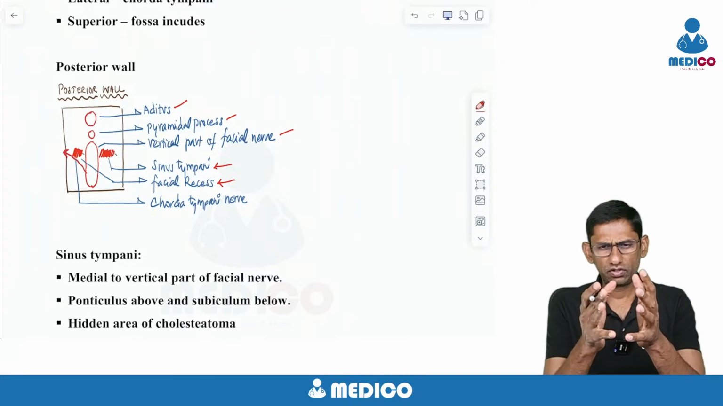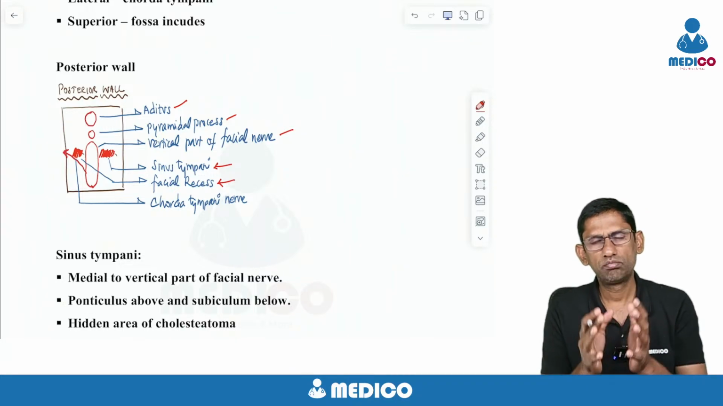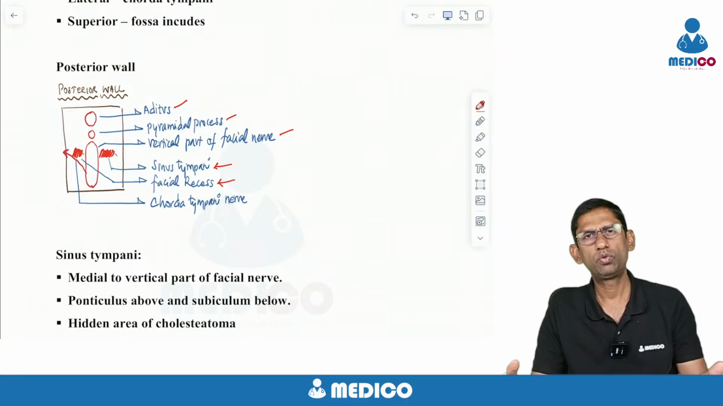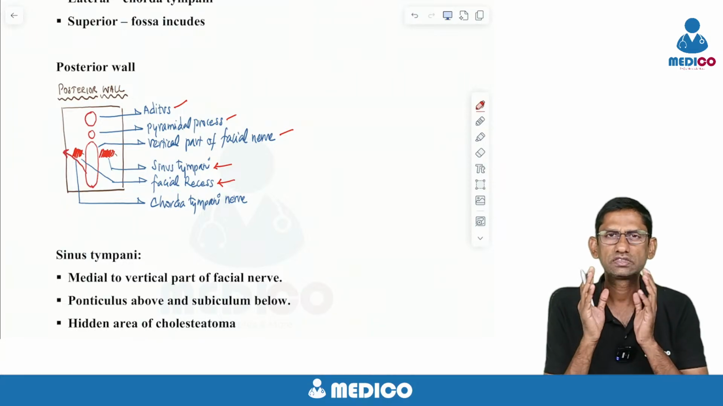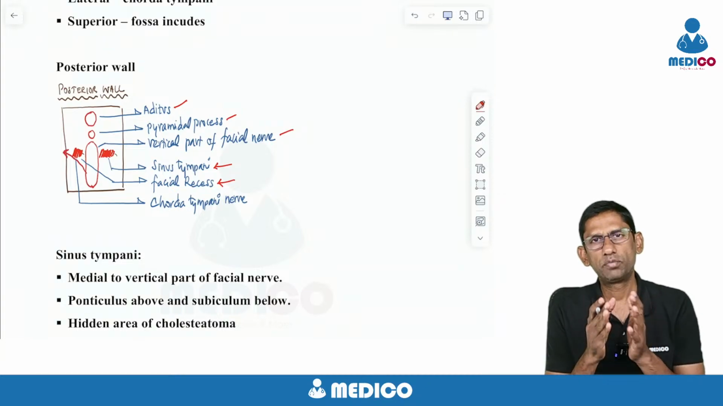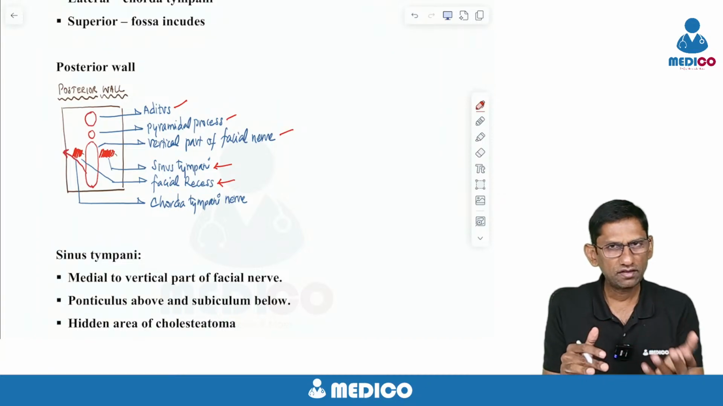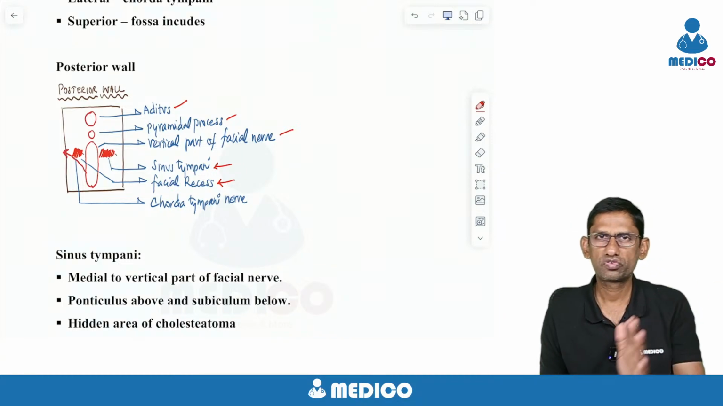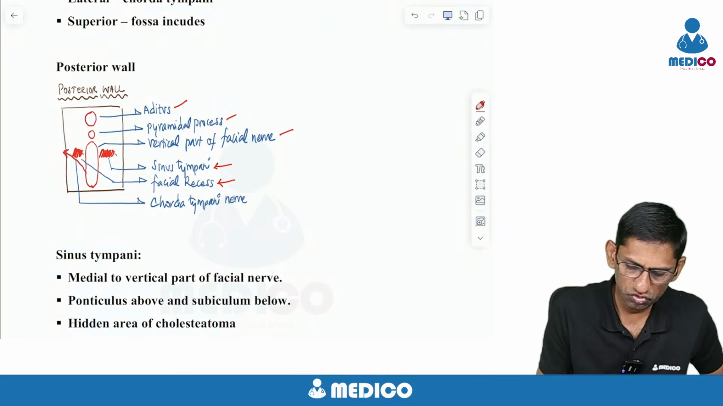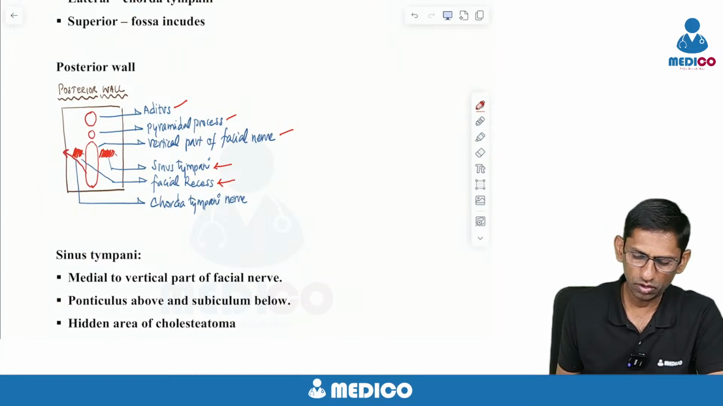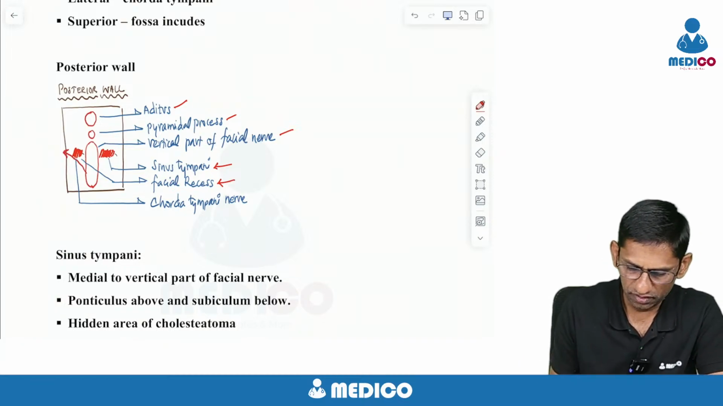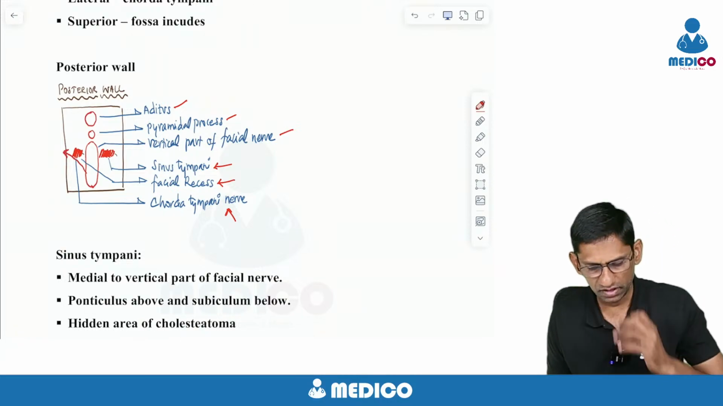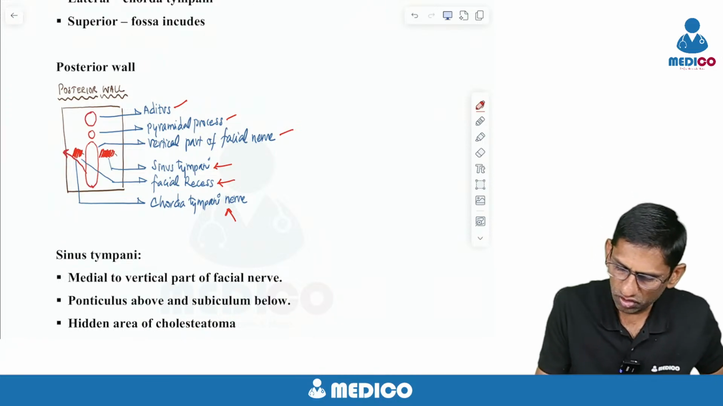Think of the facial nerve like a mountain ridge, a mountain range. There will be two valleys on either side of a mountain, obviously. So the facial nerve runs like a mountain ridge in the posterior wall of the middle ear, and on either side we have a shallow depression. We have names for those depressions. The lateral one is called the facial recess, and the medial one is called the sinus tympani. And this is of course the branch from the vertical part of the facial nerve, the chorda tympani.